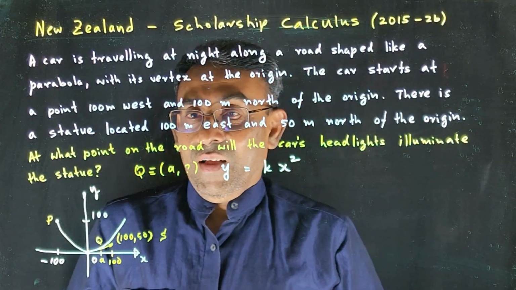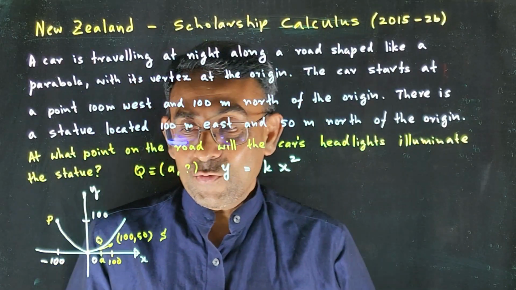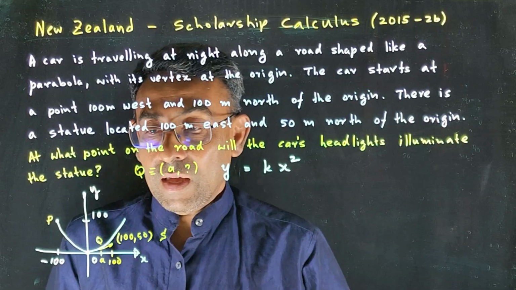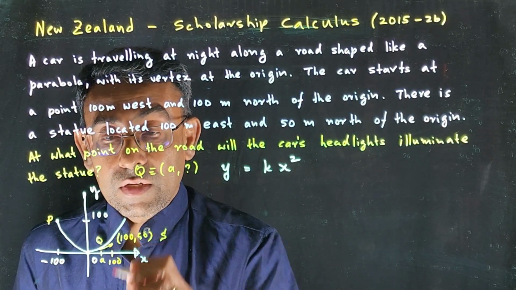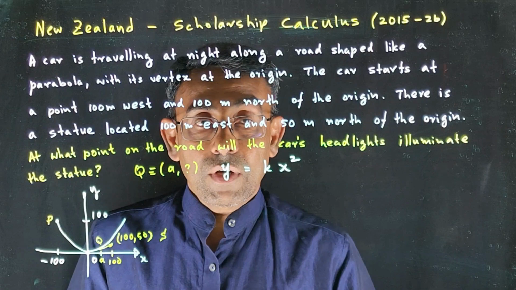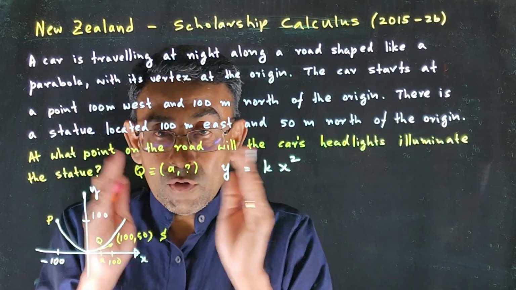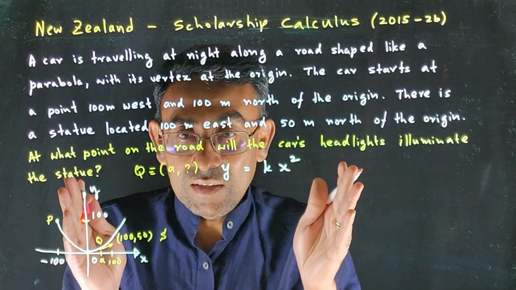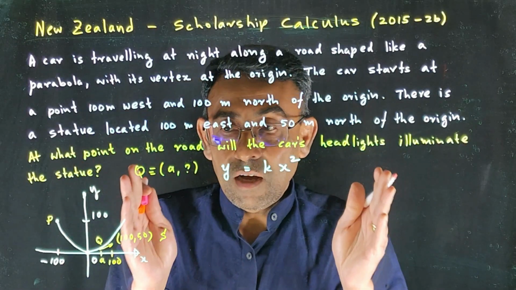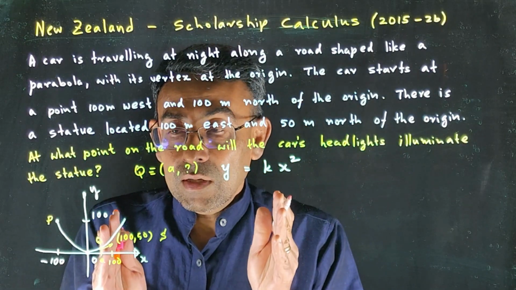Now we need to find out the equation of this line, so we can find the gradient and then find the value of a. I'm going to give some hints. I'm not going to completely solve this question. Let's see how we are going to tackle it.